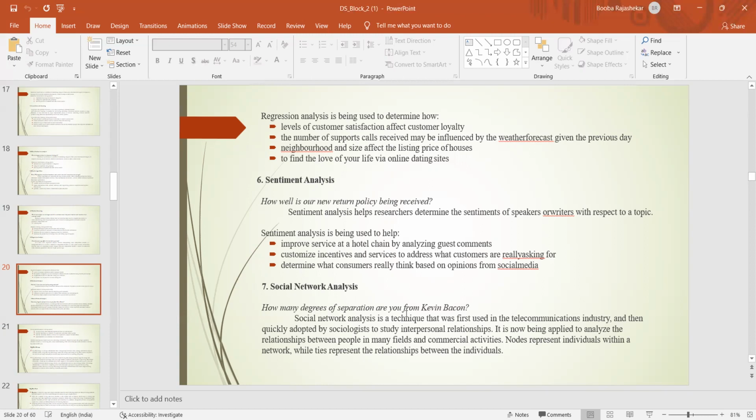The next one is social network analysis. How many degrees of separation are you from Kevin Bacon?